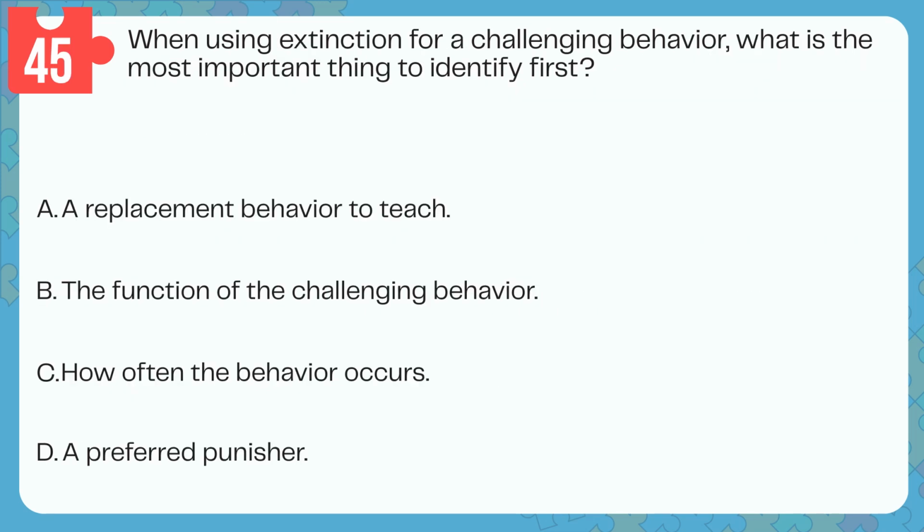Question 45. When using extinction for a challenging behavior, what is the most important thing to identify first? A, a replacement behavior to teach. B, the function of the challenging behavior. C, how often the behavior occurs. D, a preferred punisher.